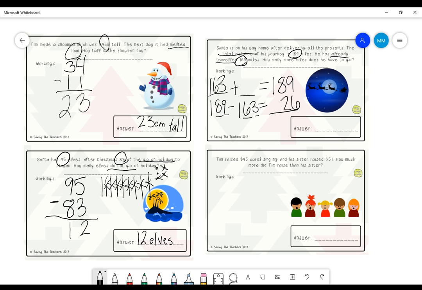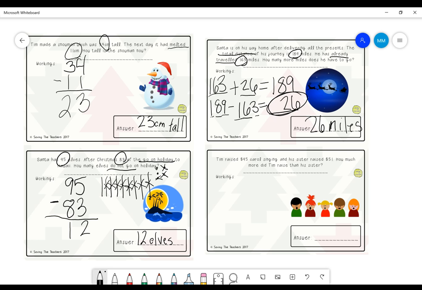And I have 100, and I'm taking away 100. How many hundreds do I have left? 0. How many more miles does Santa have left? 26 miles. So we were able to come up with an addition equation and a subtraction equation to find the number of miles Santa had left.